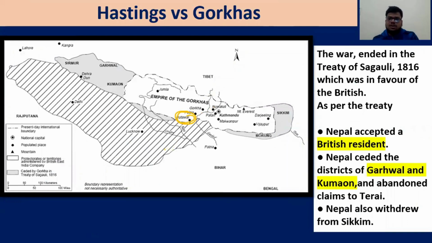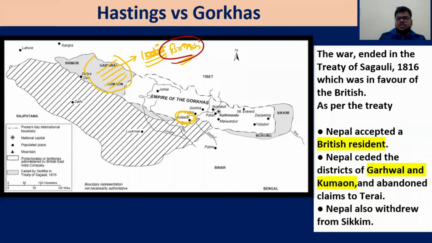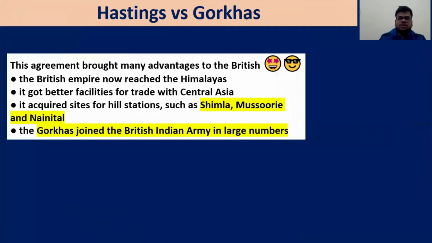When the conflict happened, the Treaty of Sagoli was signed in 1816 in favor of the Britishers. Nepal accepted a British resident and ceded areas of present-day Uttarakhand to the British. Finally, the Britishers also got the hill stations, Mussoorie and Nainital.